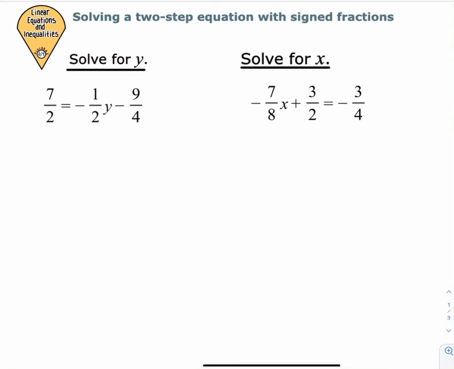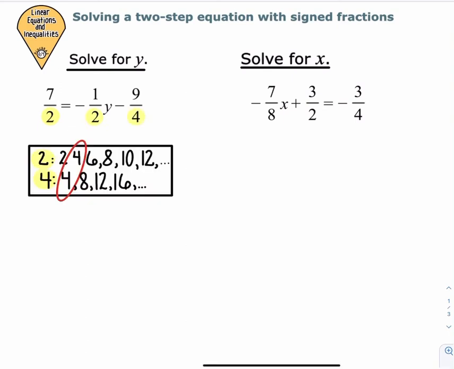When solving an equation that contains fractions, a great first step is to get rid of those fractions. Let's take a look at these two examples, starting with the one on the left. You want to look at those denominators and think of their least common multiple.